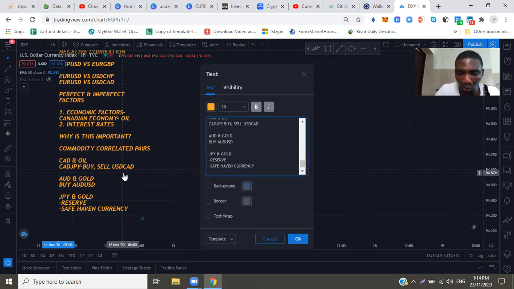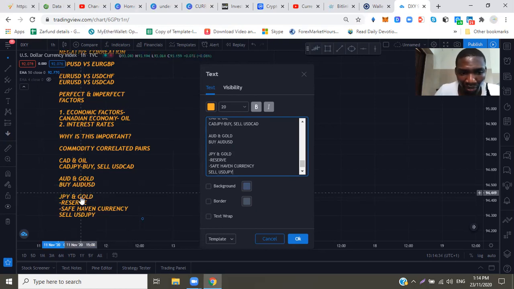So whenever gold is appreciating, you know that you need to sell the USD JPY. Remember, like I said before, that commodities generally have a negative relationship with the US dollar. So whenever gold is appreciating, you know that the JPY is going to appreciate as well, and the dollar is going to depreciate.